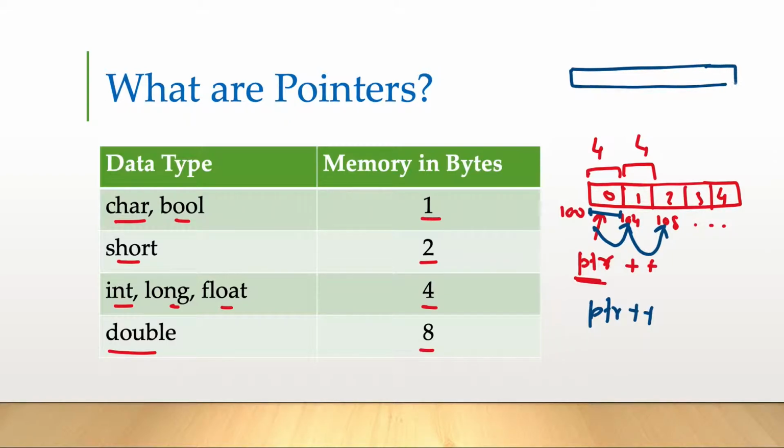On the other hand, if we had an array of shorts, then we know that a short occupies 2 bytes in memory. So if we have a pointer here and we do pointer plus plus, then it would move by 2 bytes. So this type information is very useful when iterating the array.